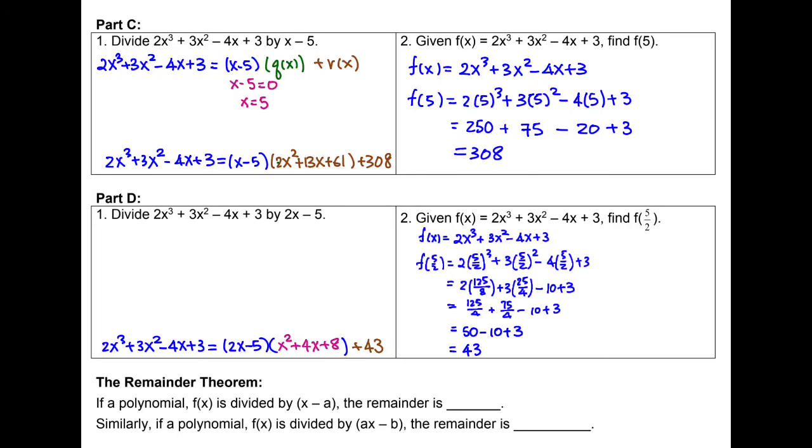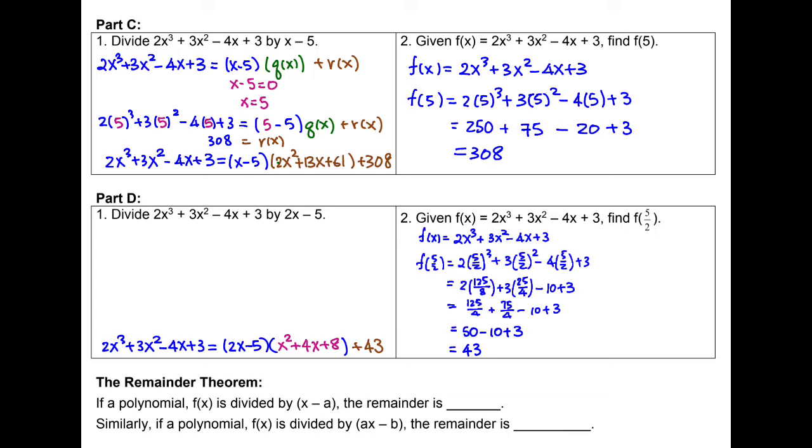Then let's substitute 5 for the x in the division statement. Then we're going to have this. Then we know 5 minus 5 becomes 0. This entire thing becomes 0. So on the right-hand side, you're left with a remainder. And the left-hand side, this calculation is actually the same calculation here, which is 308. So we can get the remainder without using the division.